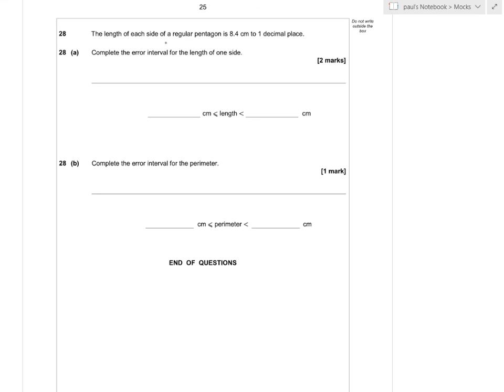Bonkers. The length of each side of a regular pentagon is 8.4 to 1 decimal place. So we're going to look at 0.05 is the error interval. So we're going to go up to 8.45 and down to 8.35. Okay.